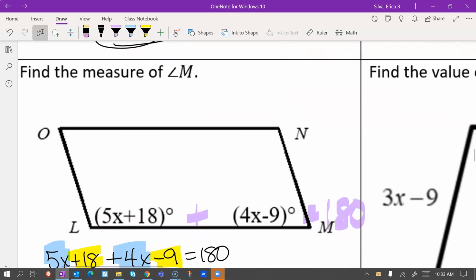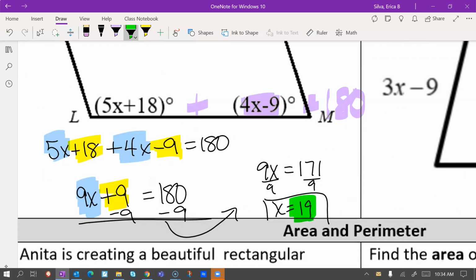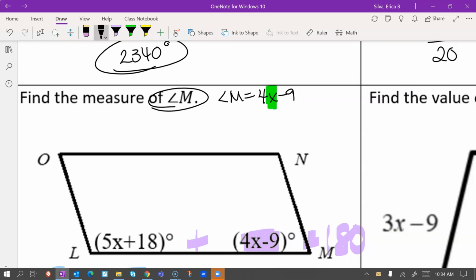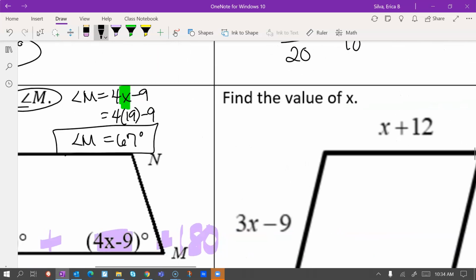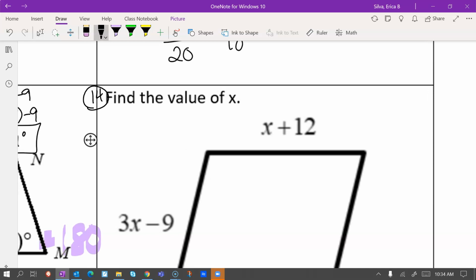We go back to the question. It's asking us for the measure of m, not the value of x. So we're going to get the expression that represents the measurement of m, which is 4x minus 9. Substitute my x value, which is 19, and 4 times 19 minus 9, and the measurement of angle m is equal to 67 degrees. Okay, let's go ahead and go to number 14 on this one.